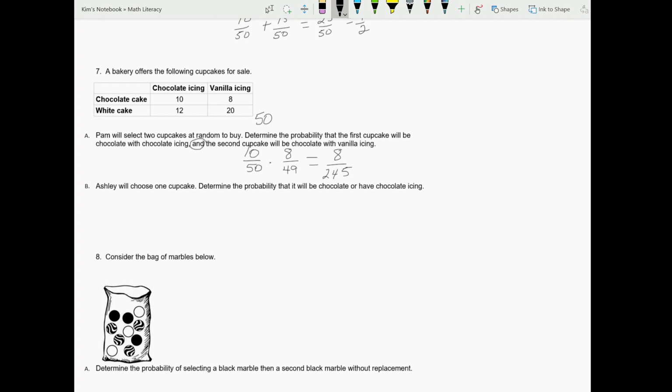Now I will choose 1 cupcake, and determine the probability that it will be chocolate or have chocolate icing. When I'm looking at an or probability, look at your reference sheet to help guide your thinking on this. I have to figure out, is this overlapping or non-overlapping? So can a cupcake be chocolate with chocolate icing? Yes. So that is overlapping.